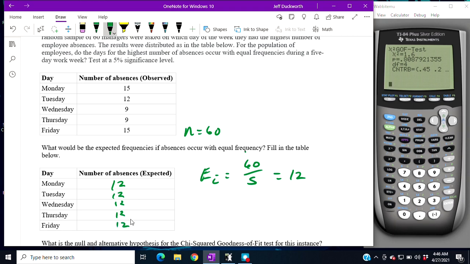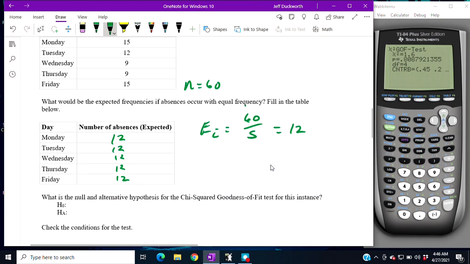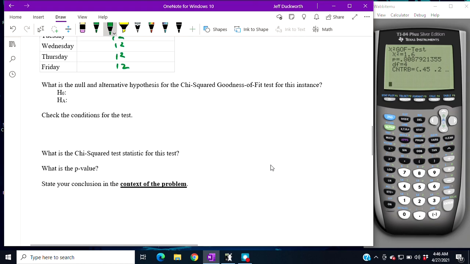And this may not be provided for you on a given question. It may just say, here are your numbers, and test for the same or difference, that sort of thing, just to see if there's any difference in the proportions. And you'll have to do this yourself. You have to come up with these expected counts yourself.